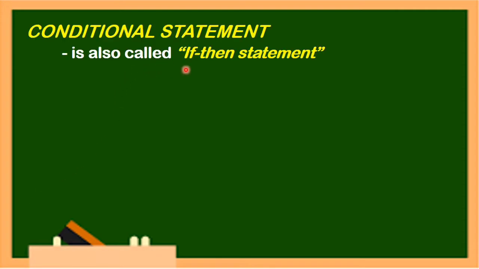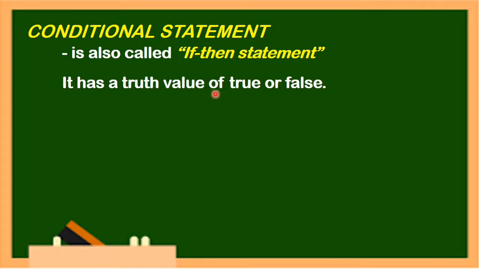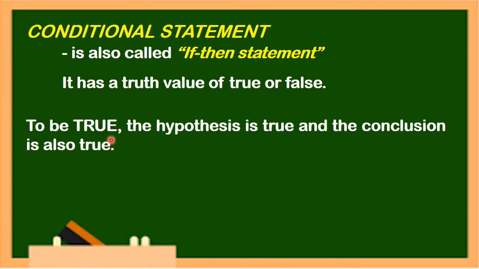Conditional statement is also called if-then statement. It has a truth value of true or false. So to be true, the hypothesis is true and the conclusion is also true. Which means, to make the statement true, the hypothesis or the if part, and the conclusion, the then part, are both true.